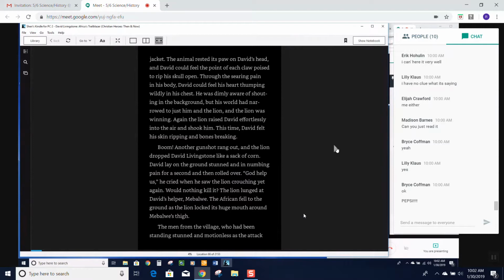Through the searing pain in his body, David could feel his heart thumping wildly in his chest. He was dimly aware of the shouting in the background, but his world had narrowed to just him and the lion, and the lion was winning. Again, the lion raised David effortlessly into the air and shook him. This time, David felt his skin ripping and bones breaking. Boom! Another gunshot rang out, and the lion dropped David Livingstone like a sack of corn.